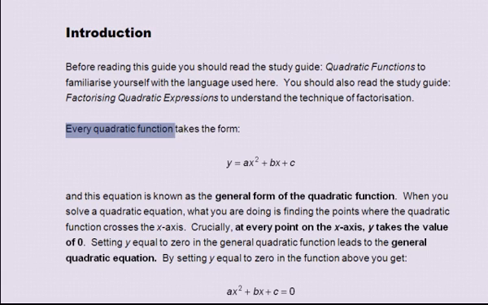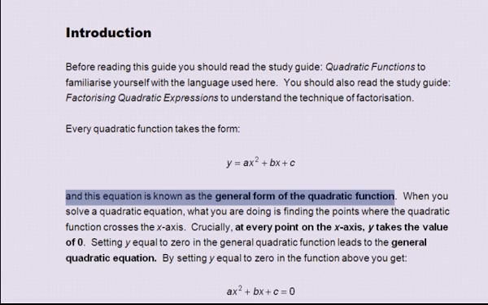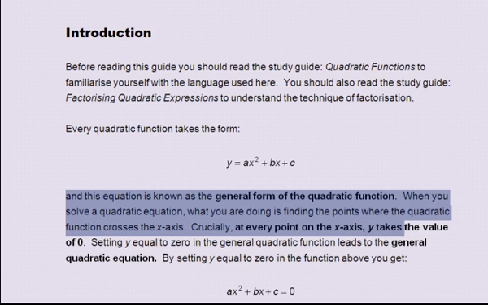Every quadratic function takes the form y equals ax squared plus bx plus c. And this equation is known as the general form of the quadratic function. When you solve a quadratic equation, what you're doing is finding the points where the quadratic function crosses the x-axis. Crucially, at every point on the x-axis, y takes the value of 0. Setting y equal to 0 in the general quadratic function leads to the general quadratic equation.